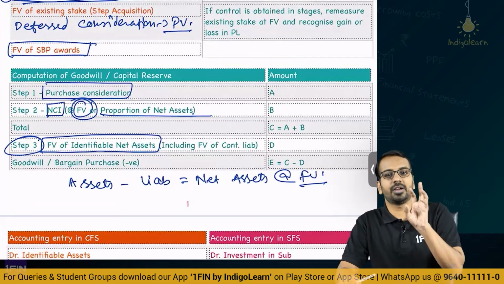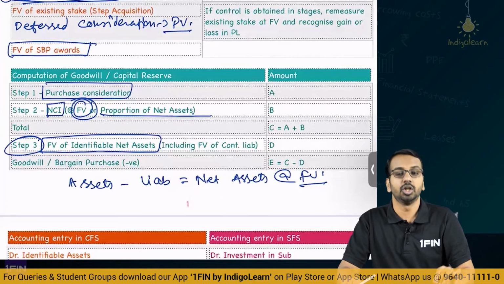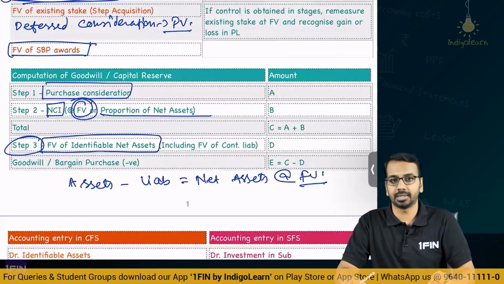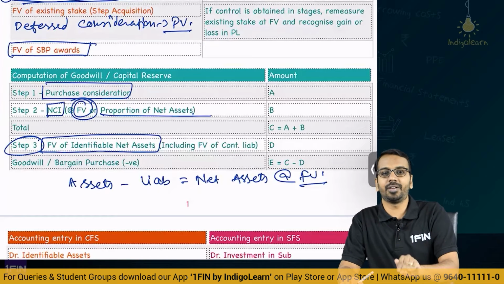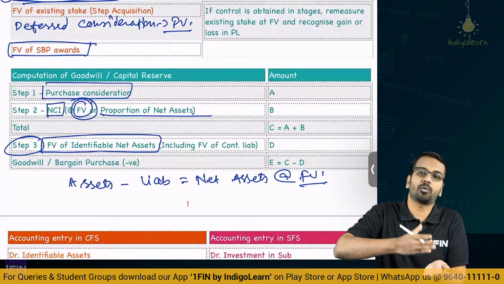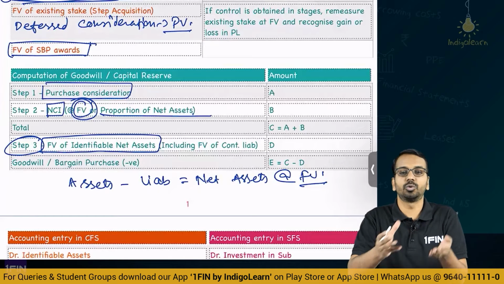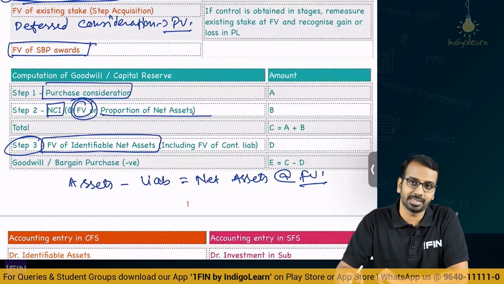In all cases where fair value of NCI is not given, you will consider proportion of net asset. But if they have said fair value of NCI and then they have not given fair value, then you can use acquirer's company's payment to determine what is the fair value of NCI. Okay.